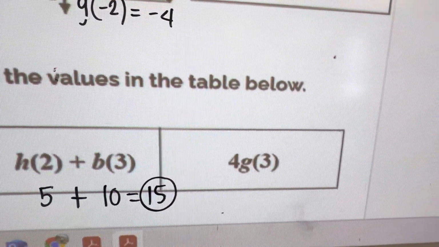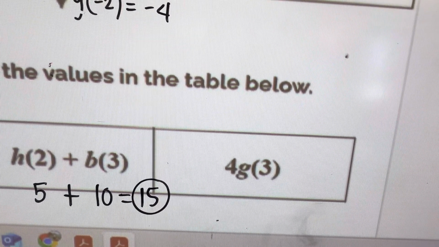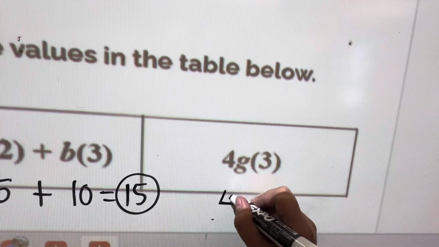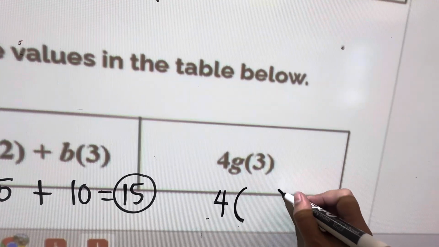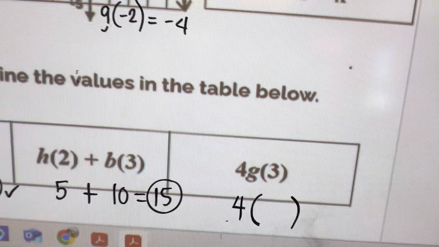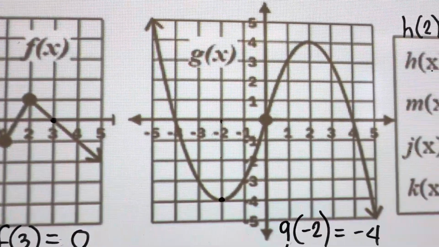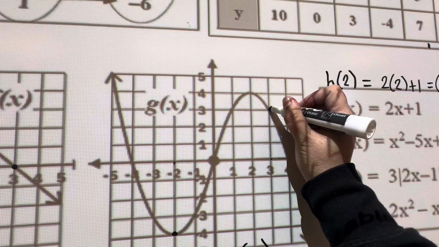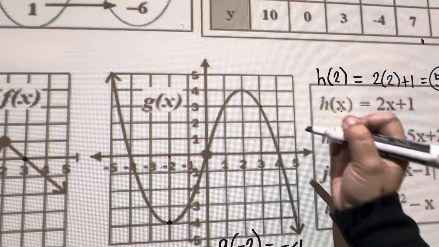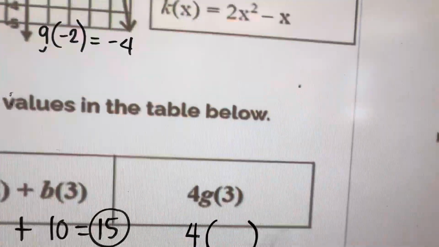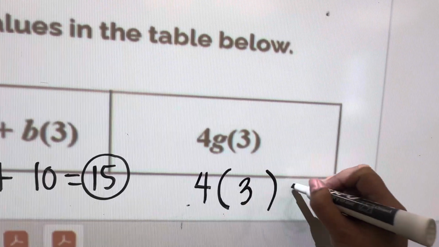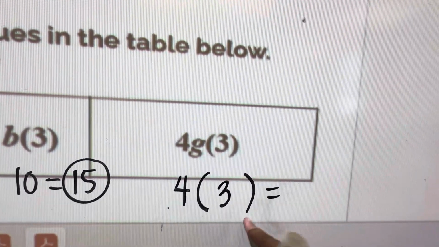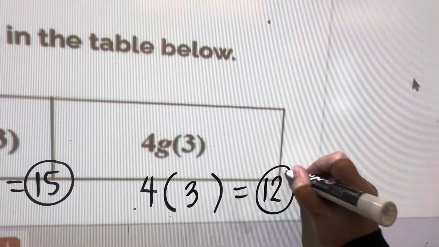And lastly, we have 4 g of 3. So we are going to copy 4 and then times the value of g of 3. So now let's go back to g of x again. And the input is 3. So the output is 3 since your graph goes up. So replace your g of 3 here with 3, and then multiply them together. So the answer is 12.